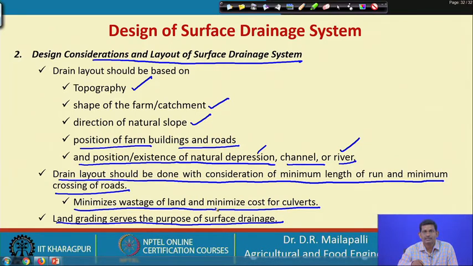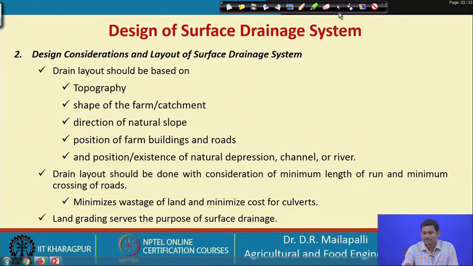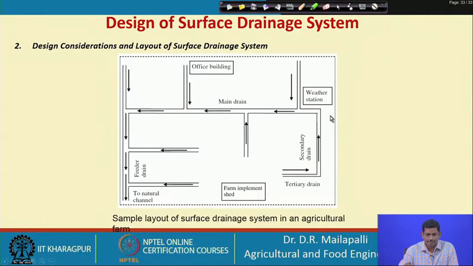Since the lands are not leveled, the drainage system does not work properly. Okay. So, here is an example of how the surface drainage is constructed.